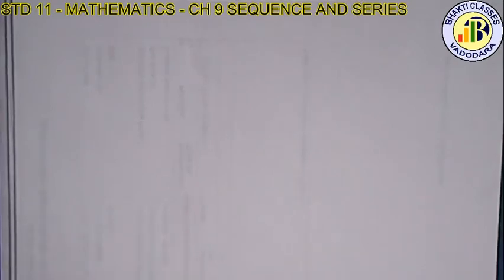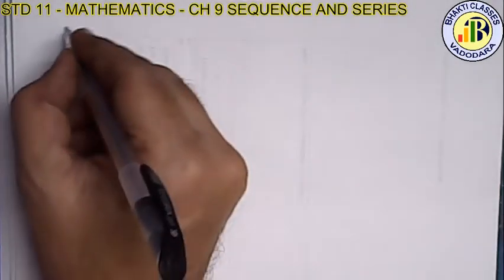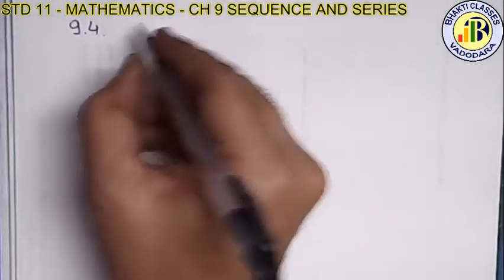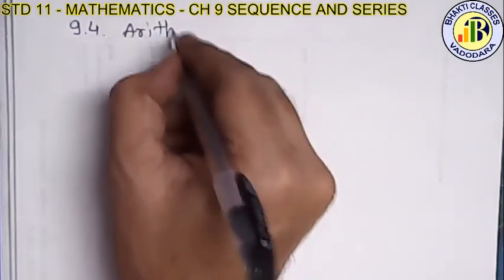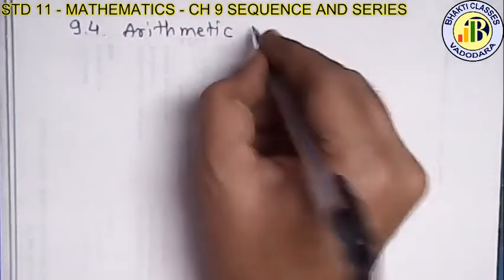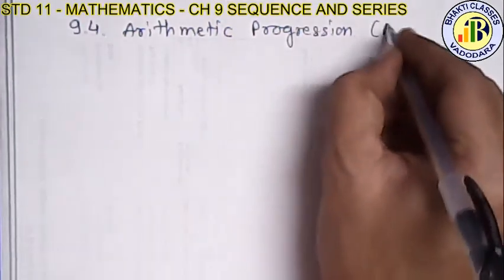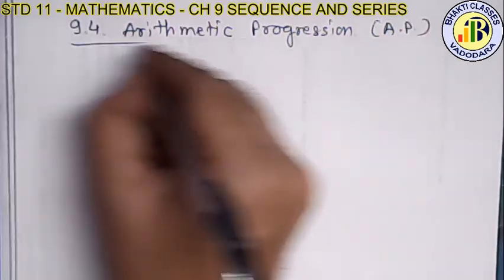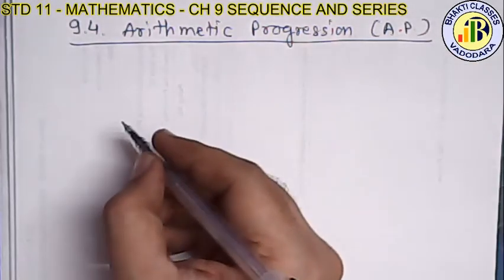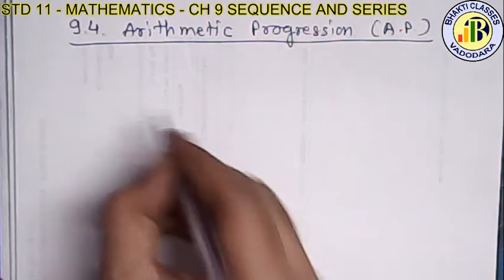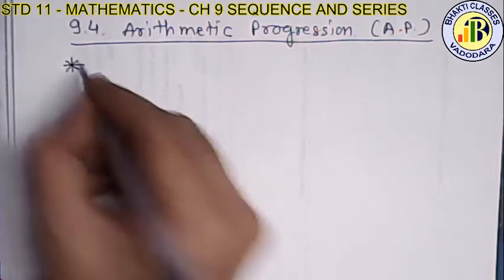So today we are going to learn about chapter number 9, sequence and series, topic number 9.4, arithmetic progression. It is known as AP. So what is the definition of AP?